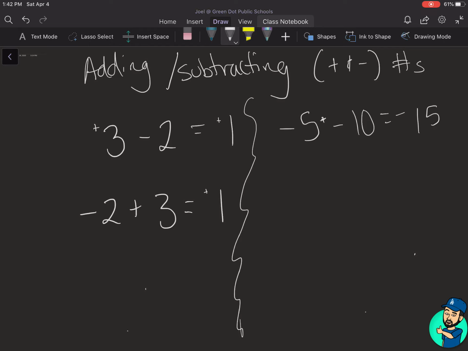Okay, you're done. Let's do another one. What if it was written out like this? Again, same signs. You add them, keep the sign. 20 plus 1 is 21. Keep the negative, and you're done. You're good to go.